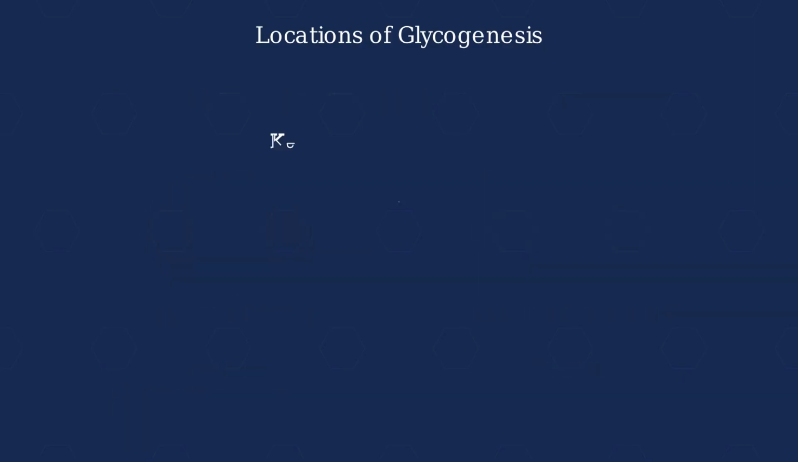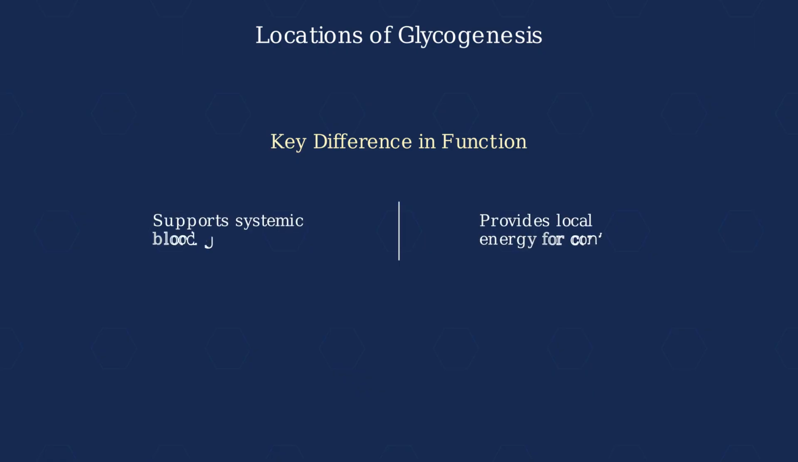The key difference is that liver glycogen benefits the entire body by maintaining blood glucose levels, while muscle glycogen is used only by the muscles themselves during activity.